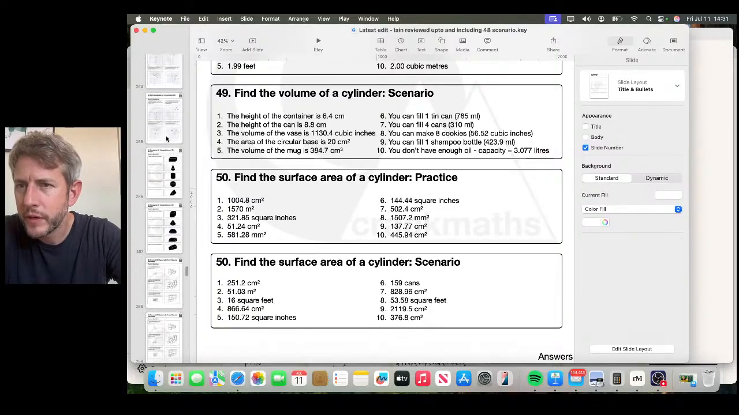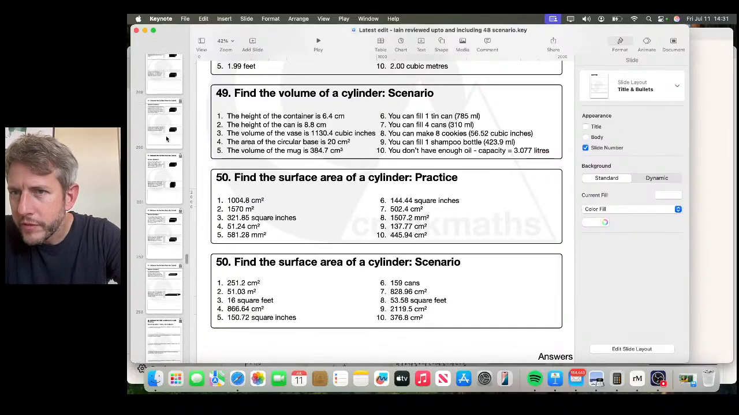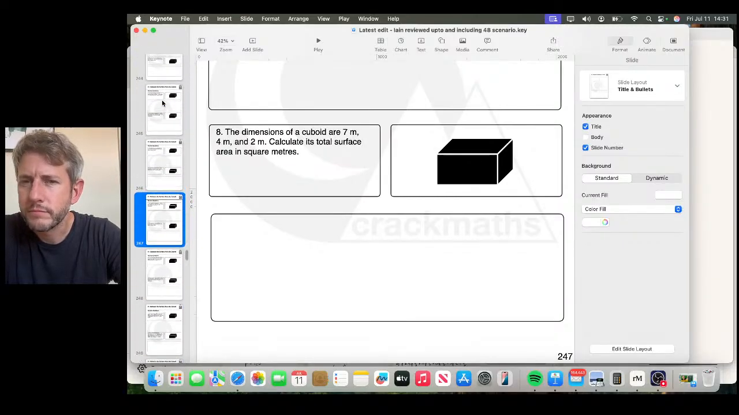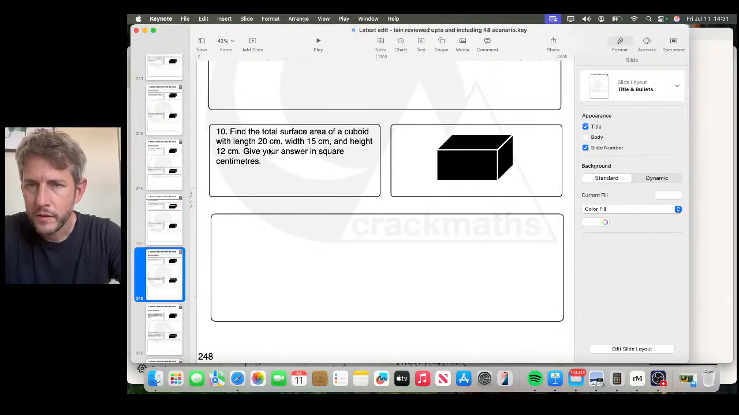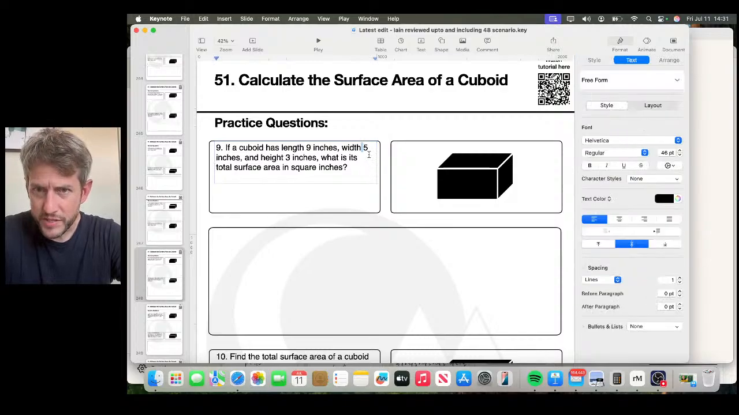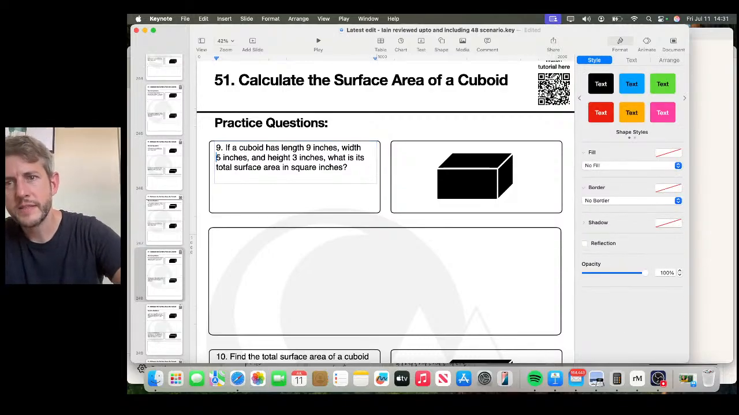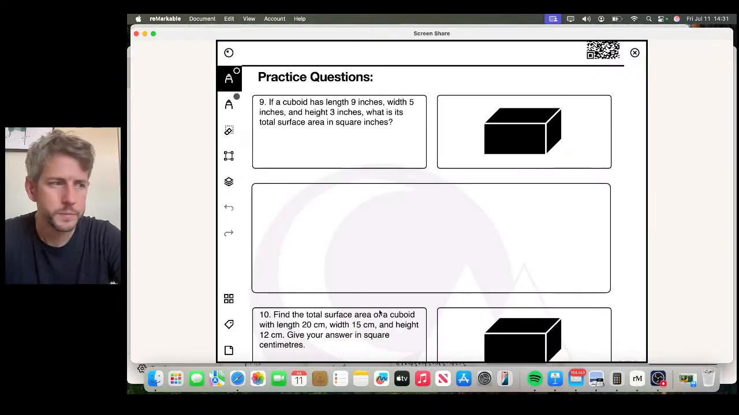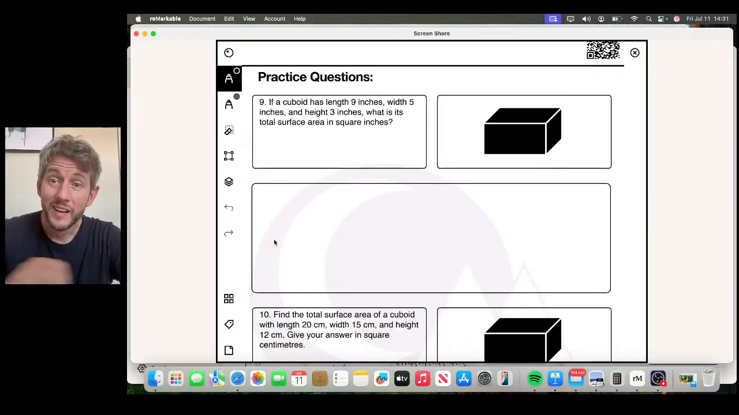Where are we with these? We're looking at lots of cuboids. Here we go. Oh, and we've just done question 9. There we go. We just need the 5 to be on the same line as the inches. There we go. And that's that sorted. Okay, so let's crack on.